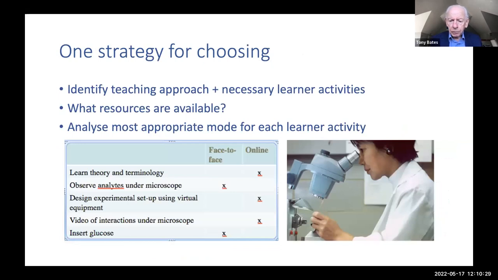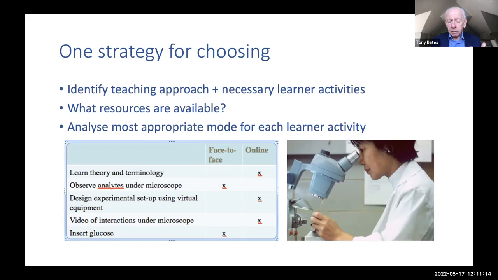And so one strategy for choice on what I would call the teaching side is to identify your overall teaching approach and identify what learner activities are necessary to help them learn on that course. Look at the resources that are available and then analyze the most appropriate mode for each learner activity. And what I've done here is to take a lab class where students have to analyze the glucose content in blood. And some of it can be done online and some of it can't. So you break down the activities, what the students must do.